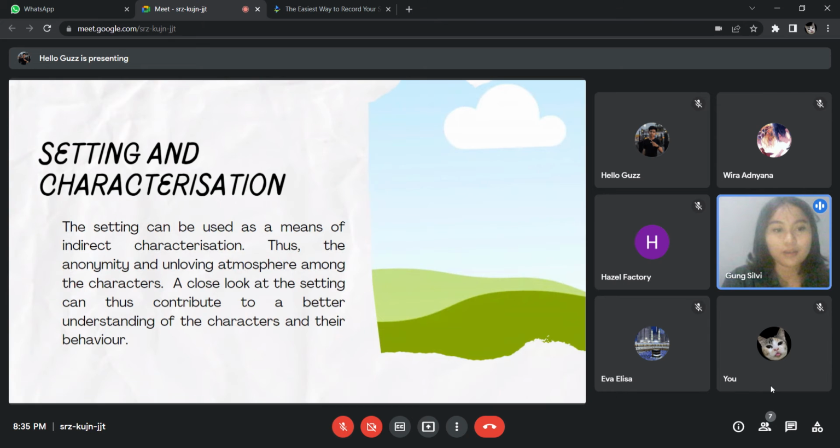We move to setting and characterization. The setting can be used as a means of indirect characterization. It can show the anonymity and unfriendly atmosphere among the characters. A close look at the setting can contribute to a better understanding of the characters and their behavior.